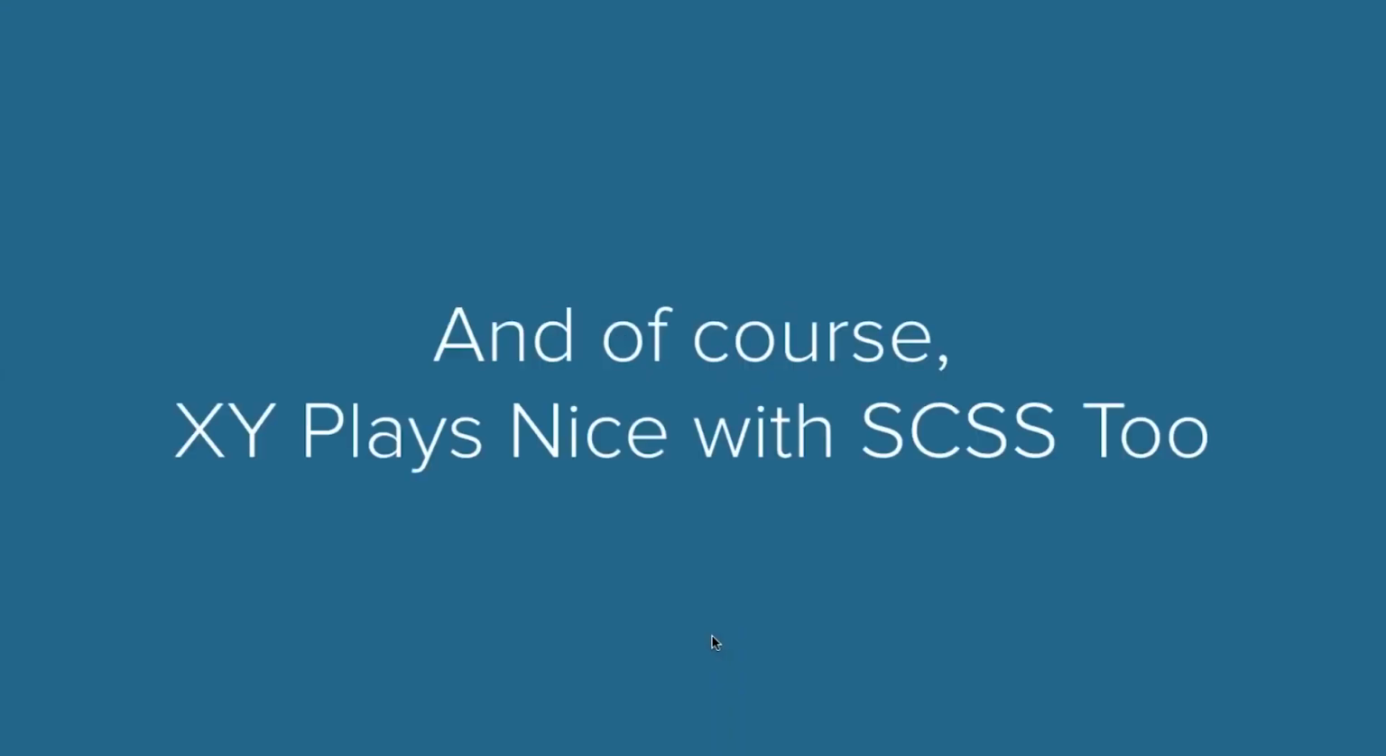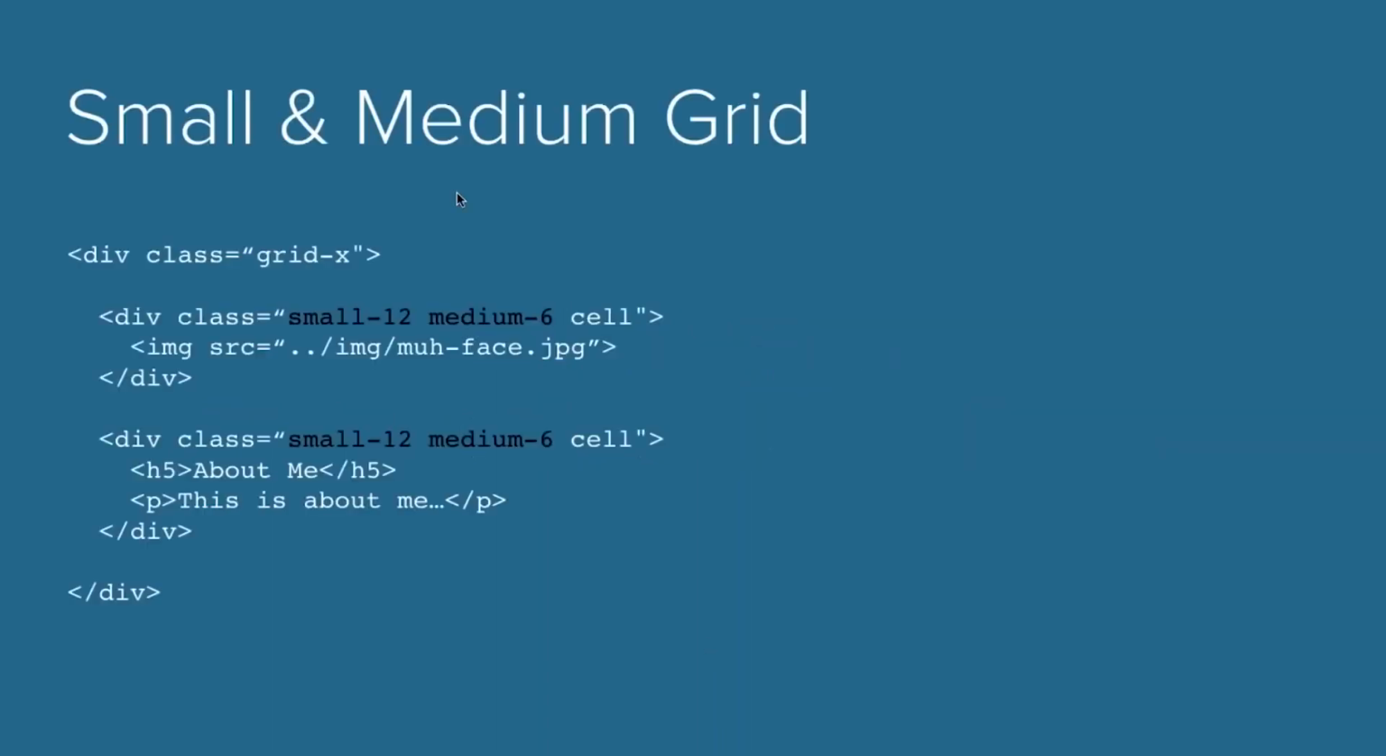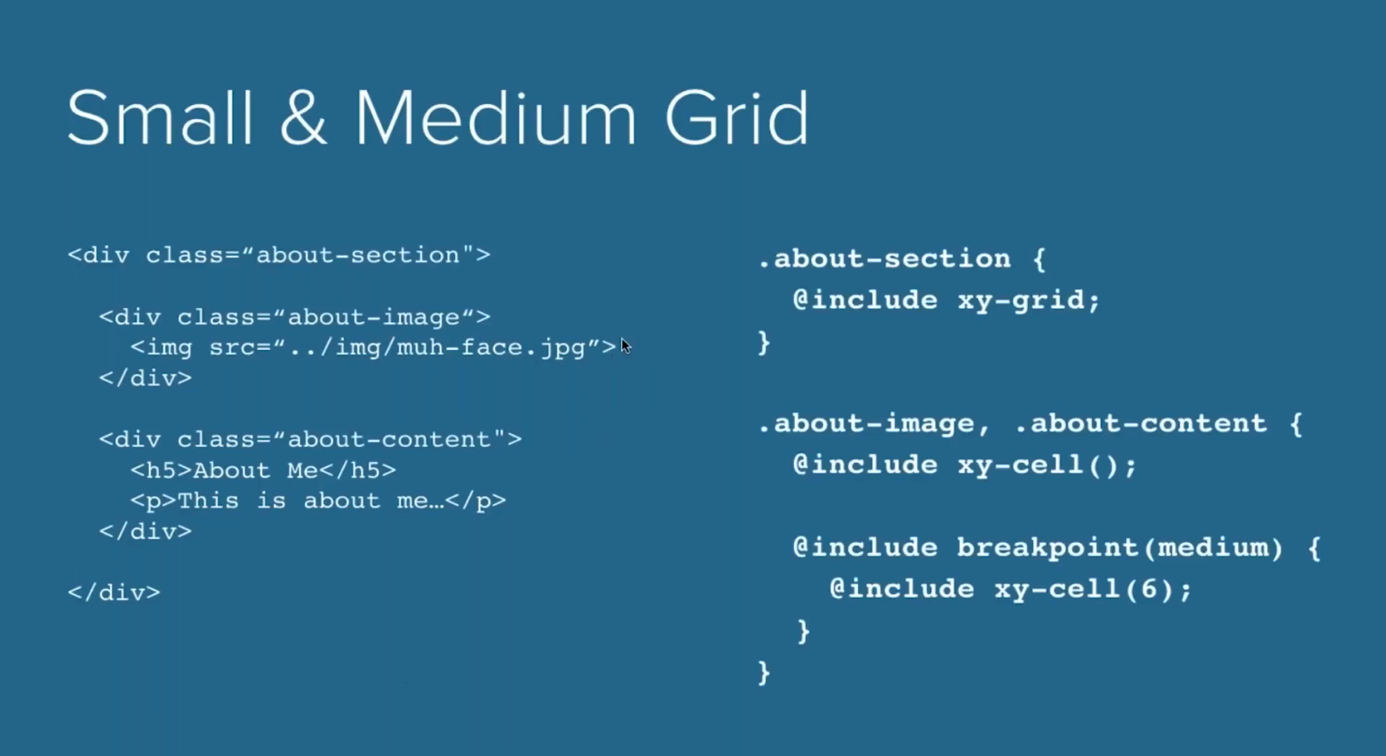And of course, like all of Foundation, the XY grid plays nice with Sass. We build these grid classes using Sass mixins. So if you want to take, for example, a responsive grid like this, where you have a grid X with a small, full width, small cell, medium 6, basically these are full width on small and half width on medium. You want to recreate that in semantic classes. You can simply include the mixins, include the XY grid for the grid section part, include your cell-based classes, and then at the medium breakpoint, include the size that you need it to be.